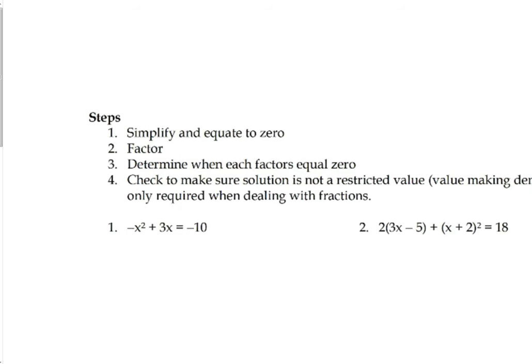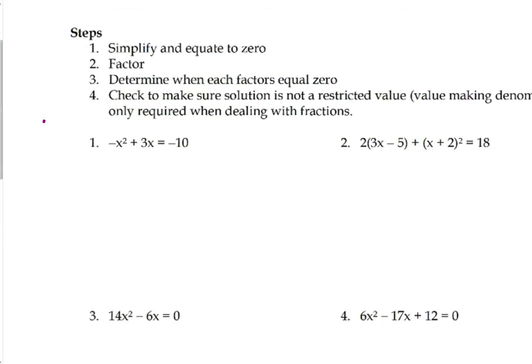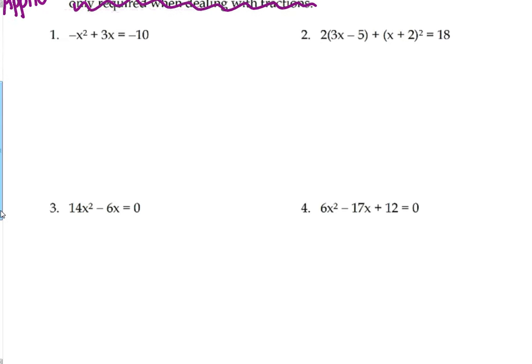Okay, so do you get the general idea? We equate one side equal to zero. We factor, determine when each factor equals zero, and then double check in an application. Check to make sure the solution is not a restricted value. I don't know if yours says this. But in an application question, if it's like width, like we just covered, always double check that. Can you try 2?